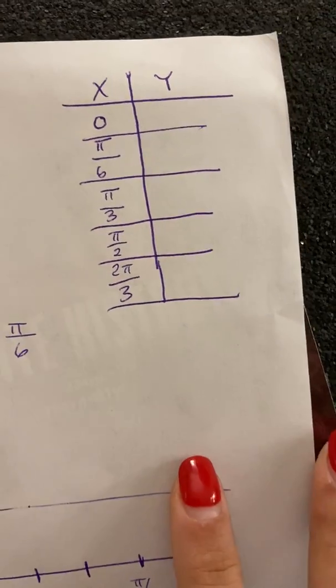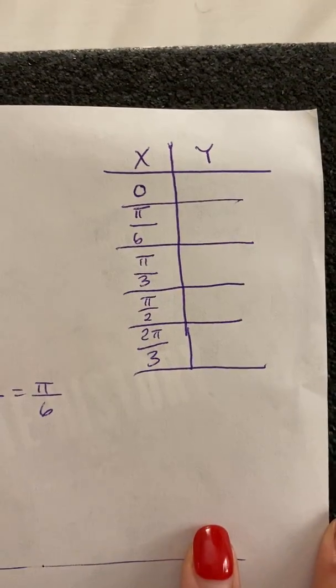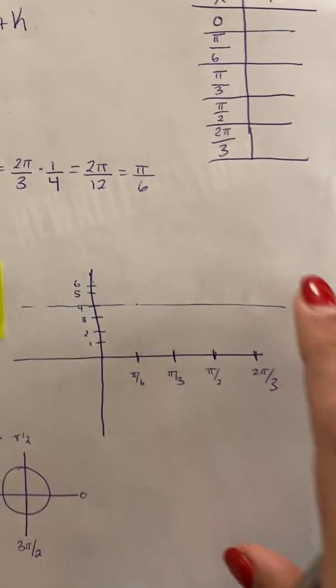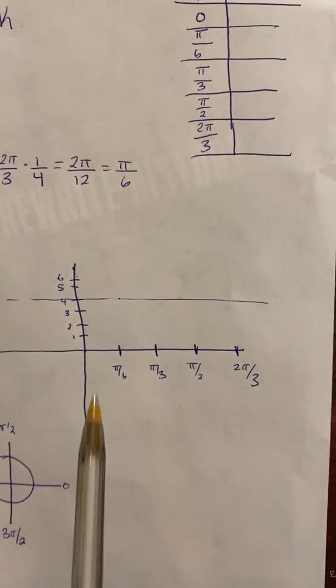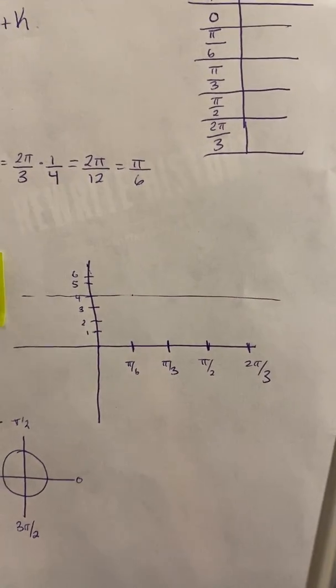So then we're left with a table that looks like this. Now this table will help us actually graph. We know that we've got a graph right here. This is where we're going to graph our sine function.